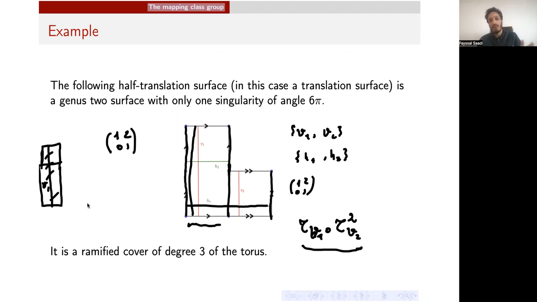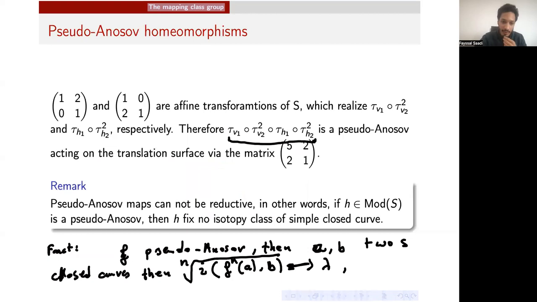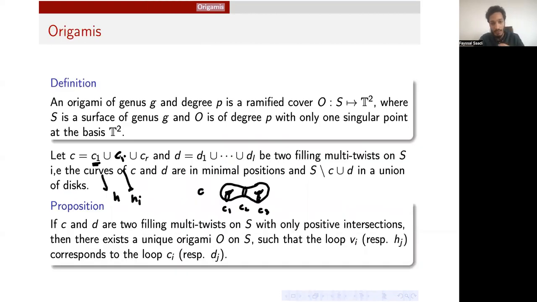So if you have an origami, you can always decompose it into horizontal cylinders and vertical cylinders. And the VIs and the HIs are defined to be these loops that generate the fundamental group of the cylinder. So if you start with two filling multi-curves on the surface, you can always construct an origami where the CIs are exactly the VIs and the DIs are exactly the HIs.